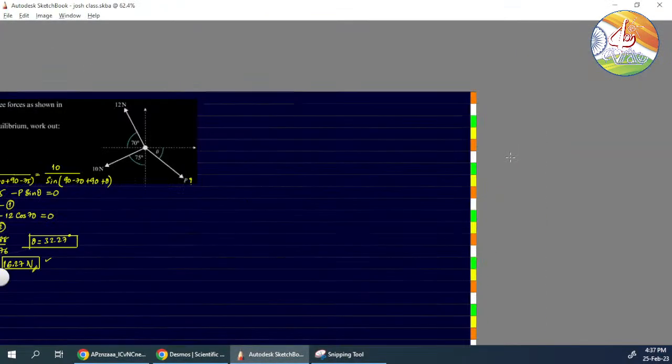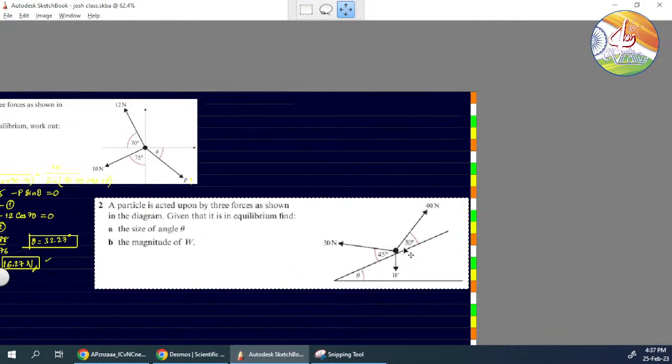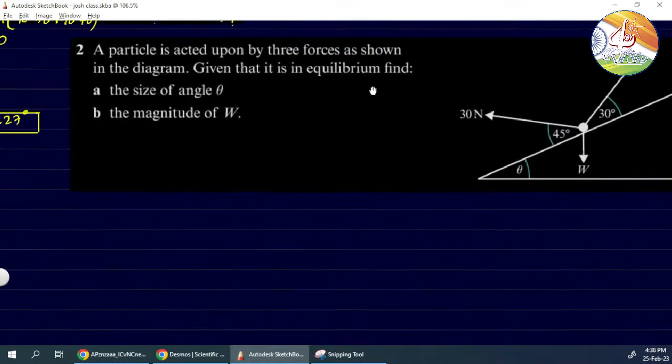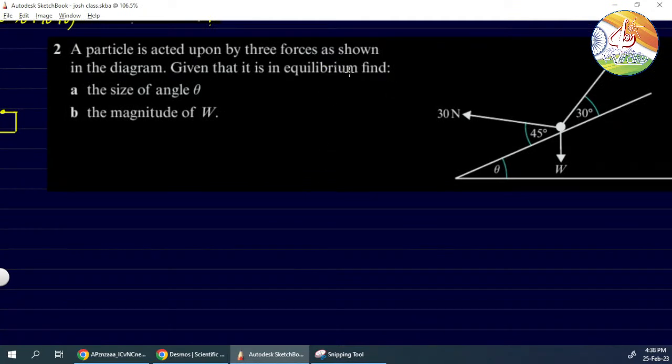Let's take this. Okay, so here we have the next question. So we have a particle which is acted upon by three forces as shown in the diagram. Given that it is in equilibrium, find the size of angle theta. So theta is over here, okay? And we have to find the magnitude of W. So are we supposed to take any normal reaction here? No, we should not take it. So we are supposed to find the angle theta. Angle theta and W are unknown.